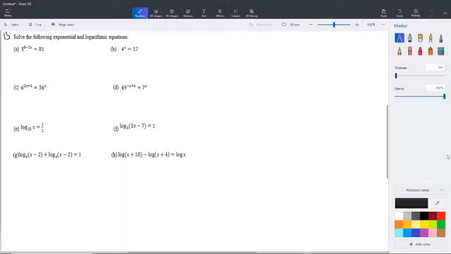Review question number 13 from our packet. Solve the following exponential and logarithmic equations. You can see it has 8 parts to it. Lovely. All right, let's jump in here.